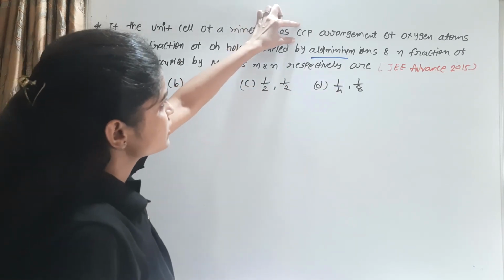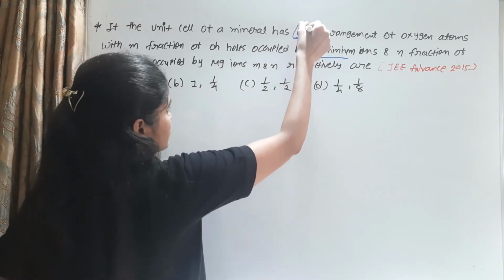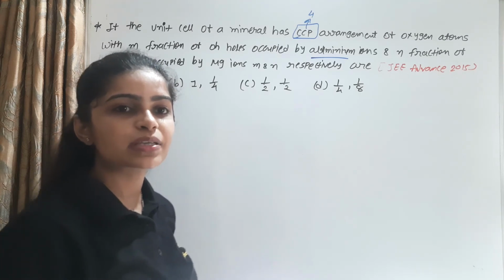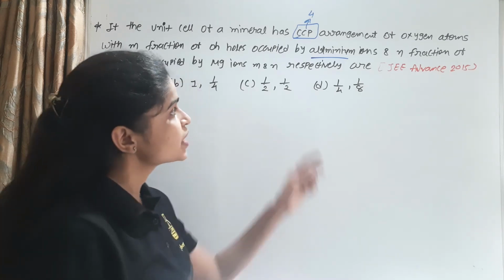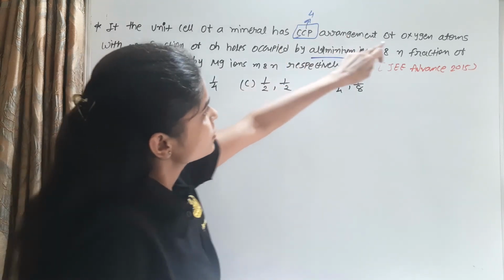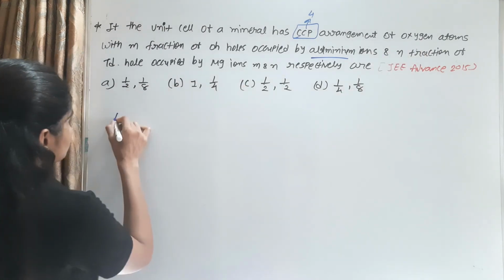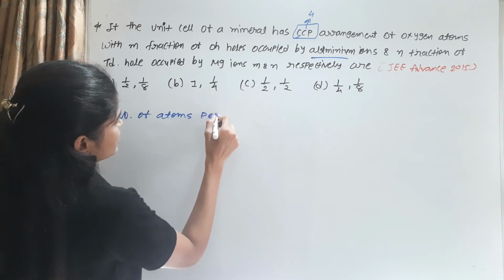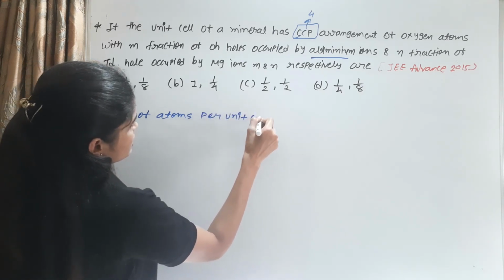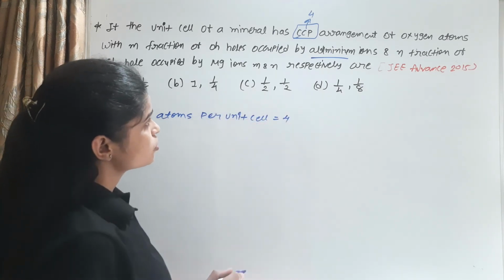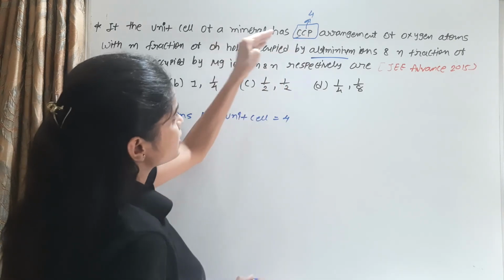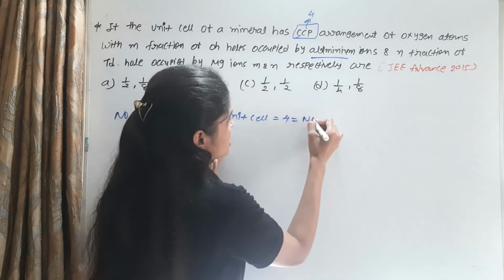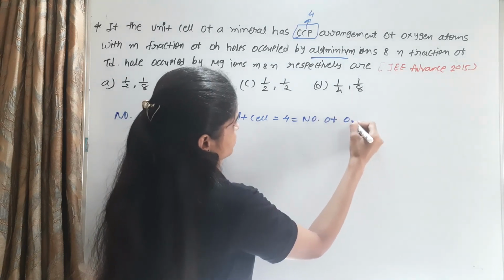First, it is given that the arrangement is CCP. For CCP, the Z value is equal to 4, meaning the number of atoms present per unit cell is equal to 4. And this CCP is for the oxygen atoms. So the number of atoms per unit cell is equal to 4 because of the CCP, and the mineral has a CCP arrangement of oxygen atoms, so the number of oxygen atoms is equal to 4.